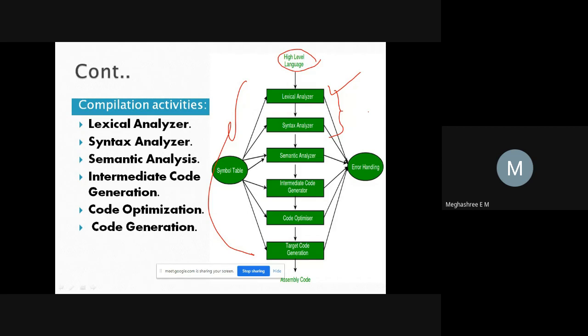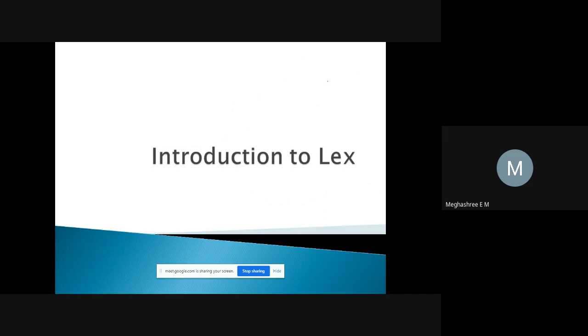The different phases of compiler are lexical analyzer, syntax analyzer, semantic analysis, intermediate code generation, code optimization, and code generation. Okay, and the output of the last phase is assembly code. This is a very important question with respect to Viva. Okay, next we'll move on to the first phase of this compiler, that is lexical analyzer.